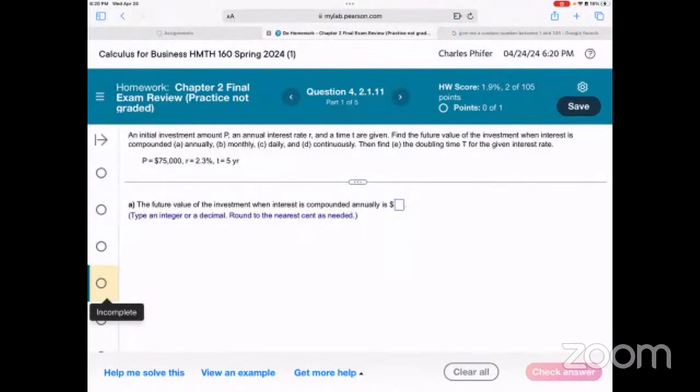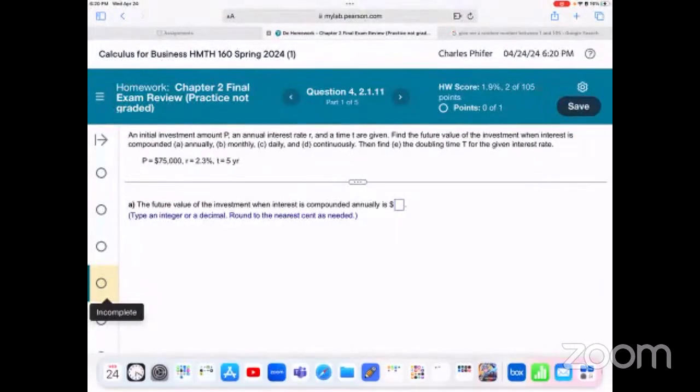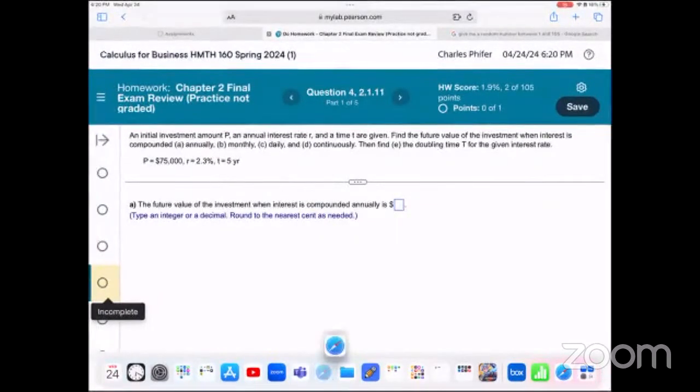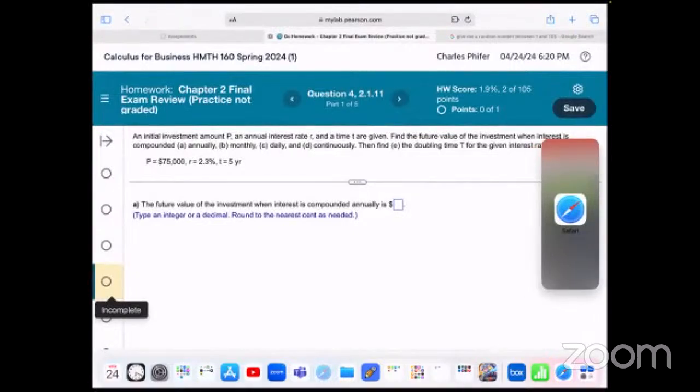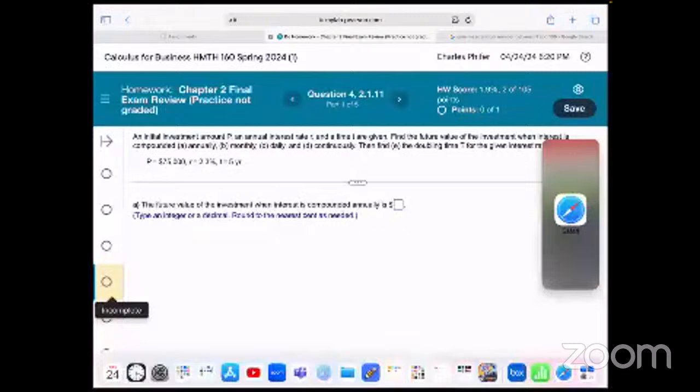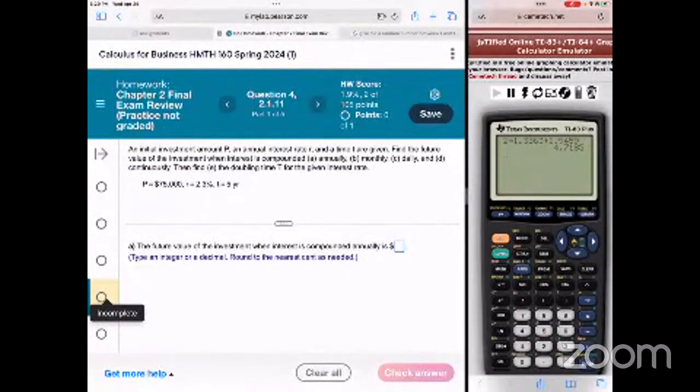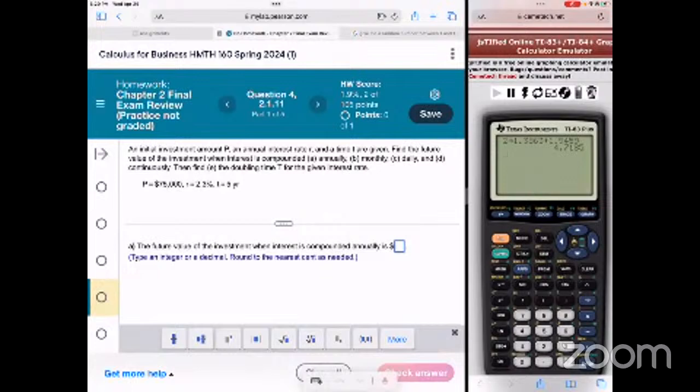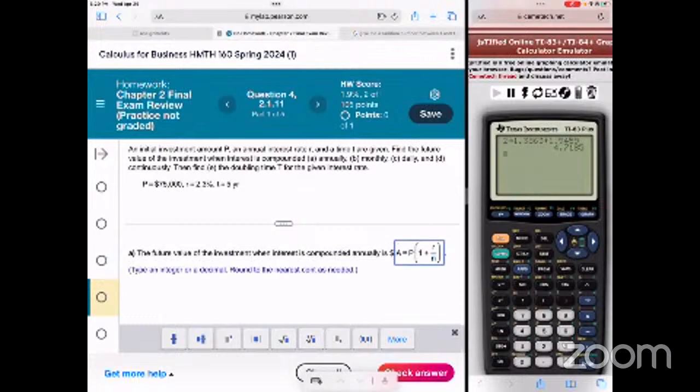So I think what I'm going to do here is make a formula where our compounding is our variable, right? That's the only thing that's going to change. So if we're doing compound interest, the future amount equals P times 1 plus R over N to the power of N times T, okay? So that's compound interest.